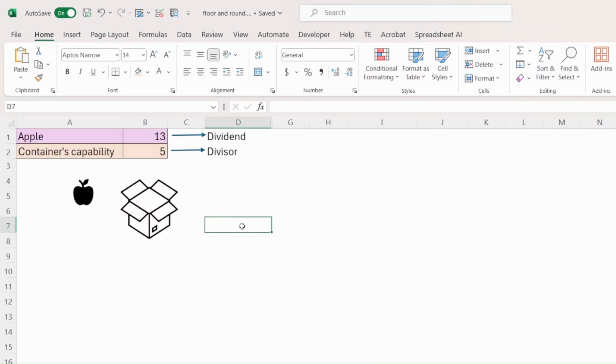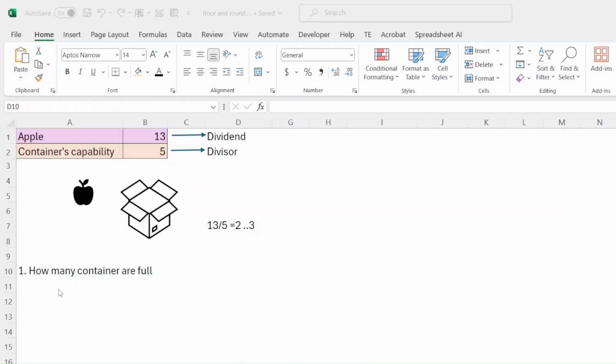Let's start the equation. 13 divided by 5 equals 2, meaning we can only fit 2 containers, and there are 3 apples left. So the first question is, how many containers are full?